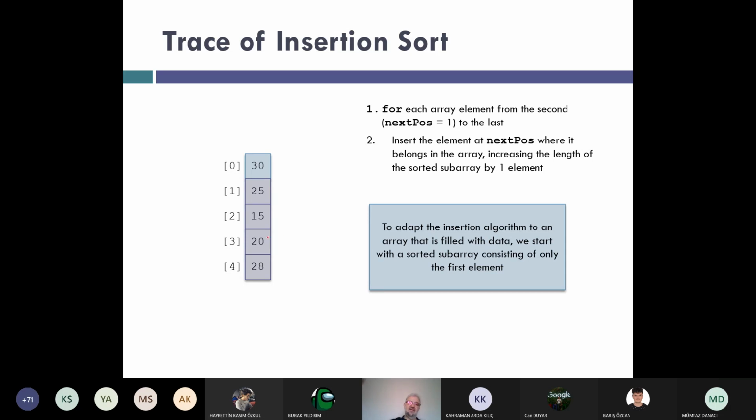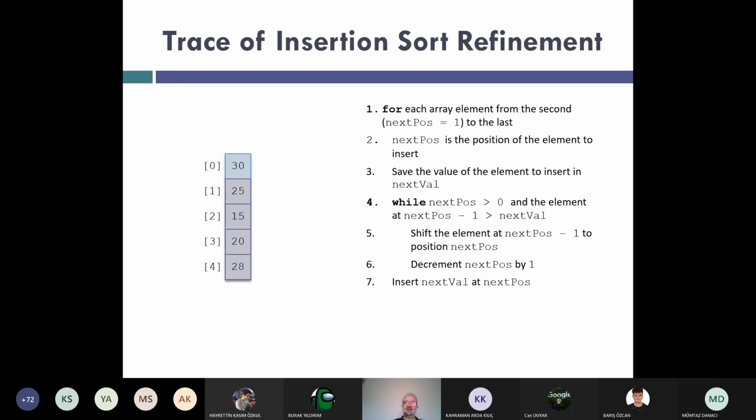After first 2 iterations, the array until here will be sorted, and we insert 20 in this sorted sequence. Okay, this is the simple algorithm. Of course, this second step has to be detailed. This is the refined version.